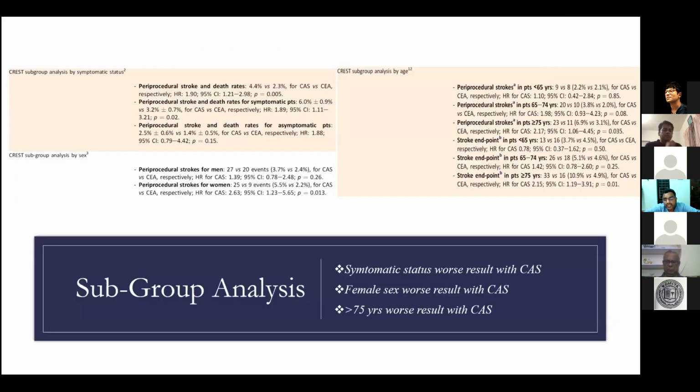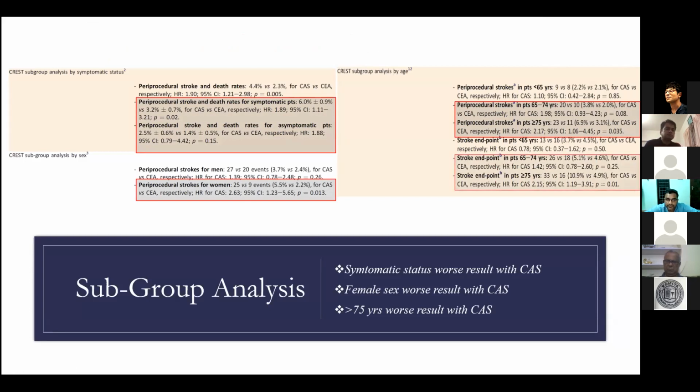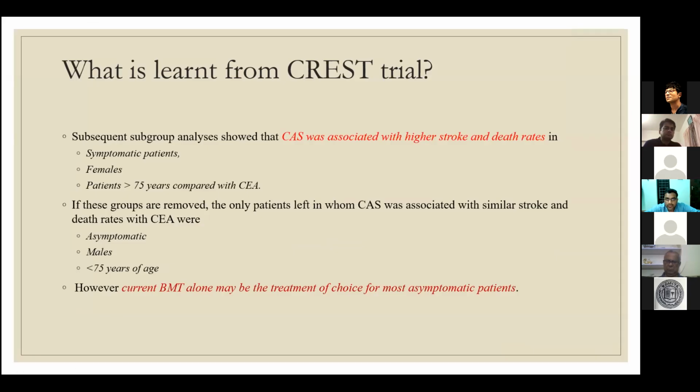When subgroup analysis was done, patients who were symptomatic, female, or more than 75 years of age had a worse outcome with stenting. So what we are left with is that carotid stenting has a similar stroke rate only when done in asymptomatic patients, based on the CREST study, only in asymptomatic males less than 75. And we all know that asymptomatic patients mostly benefit only with BMT. So only a very particular subgroup of patients will benefit from carotid artery stenting, unlike carotid endarterectomy.